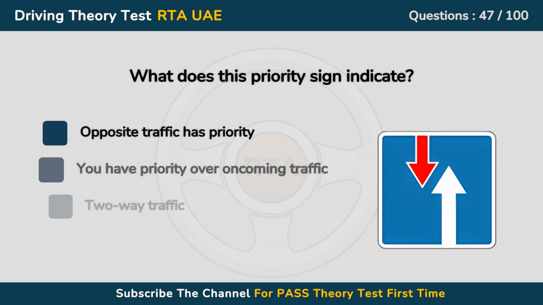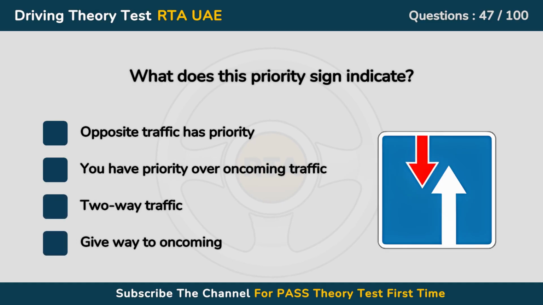Question 47. What does this priority sign indicate? A. Opposite traffic has priority. B. You have priority over oncoming traffic. C. Two-way traffic. D. Give way to oncoming.